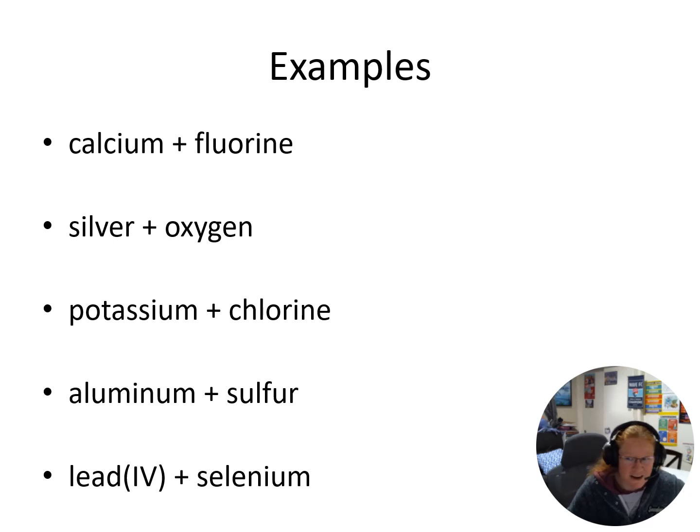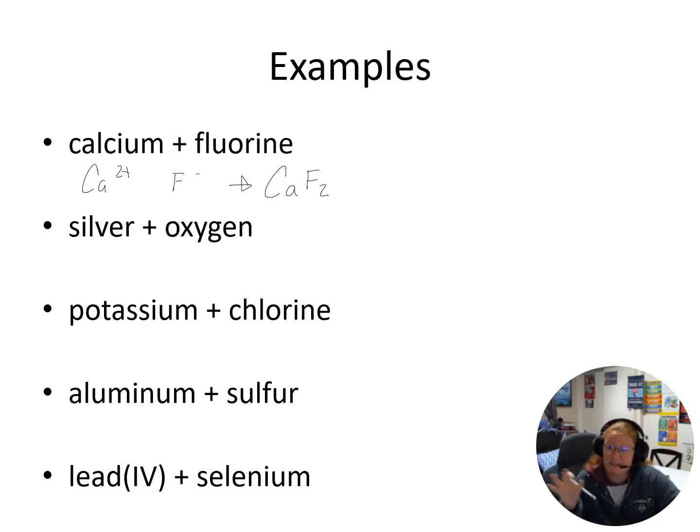Okay, hopefully you paused and tried these on your own, but let's take a look. So calcium makes that +2. Fluorine makes that -1. And so we want to neutralize this. So I have calcium at a +2, fluorine at a -1. So I need 2 -1 charges to balance off that +2 charge. So I get CaF2.